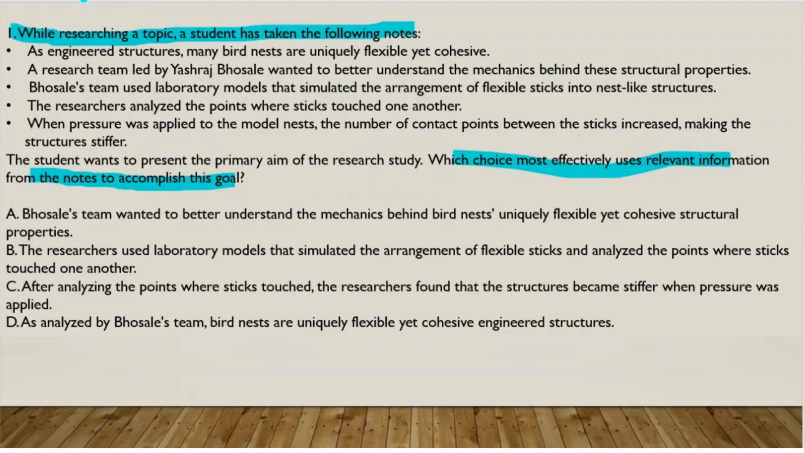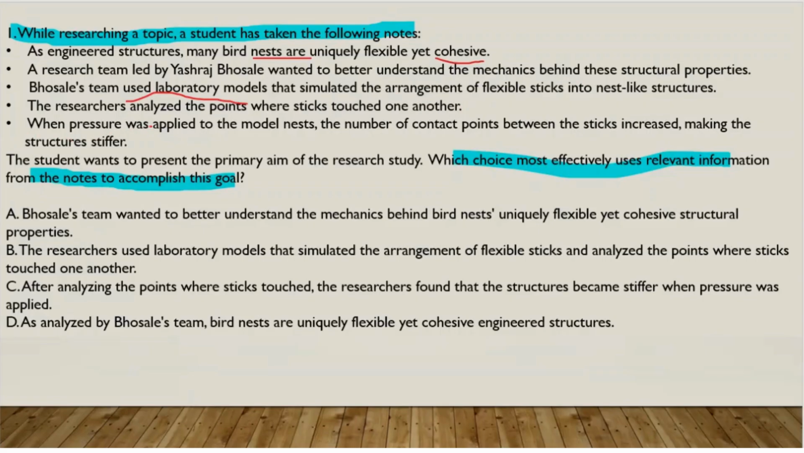So let's see what it asks us. It says, what is the most relevant information to accomplish this goal? So what is the goal? Let's read the choices first. The first says, as engineered structures, many bird nests are uniquely flexible yet cohesive. Okay, this is the claim. And that's the primary aim of this study. The research team wanted to better understand the mechanics behind these structural properties. Okay, we get that. Vosel's team used laboratory models that simulated the arrangement of flexible sticks into nest-like structures.